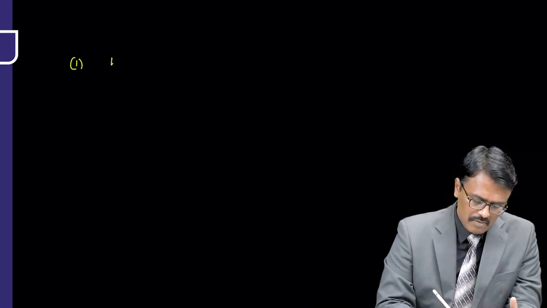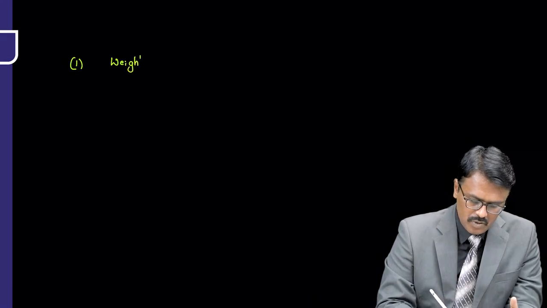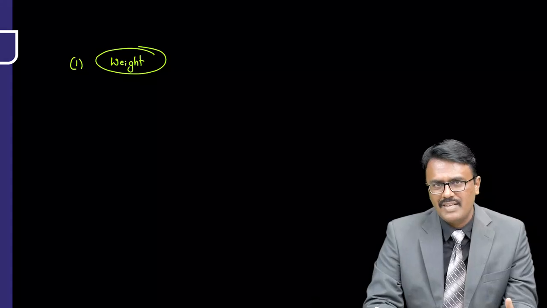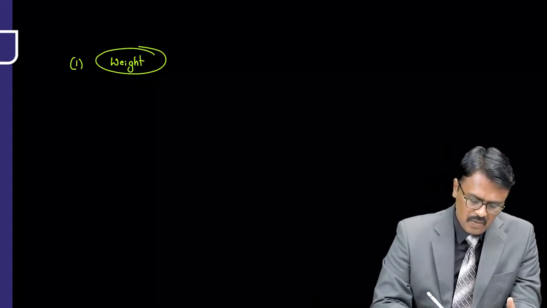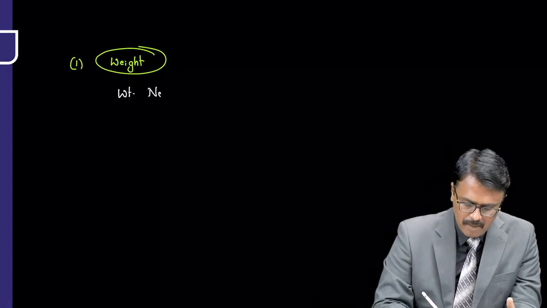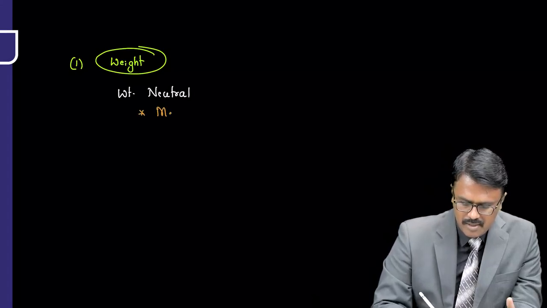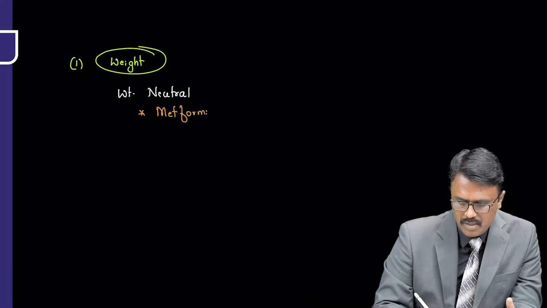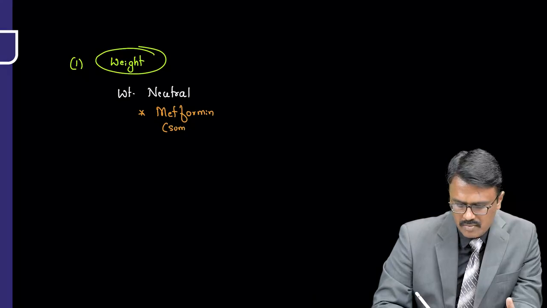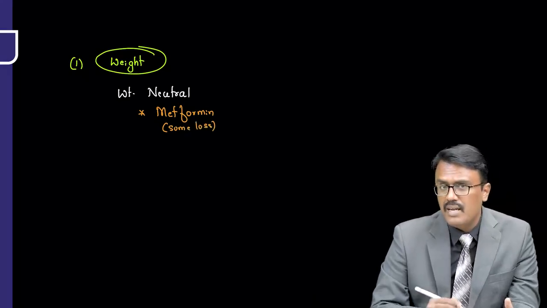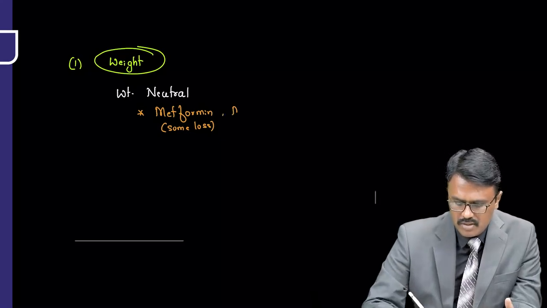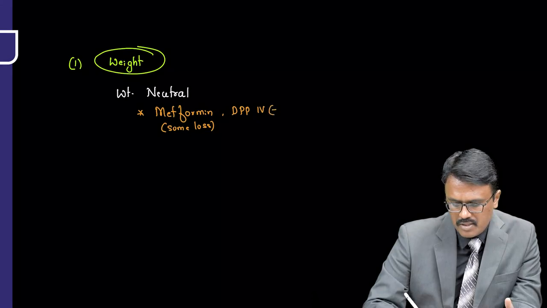Now let me give some specialties of these anti-diabetic drugs which are asked in the exams. The first thing you need to understand is, what about the weight? It's a common question in your exams. Let us understand which drugs are weight neutral. The drugs which are weight neutral are metformin, where some weight loss is also seen but it is mainly categorized as weight neutral, and DPP-4 inhibitors.